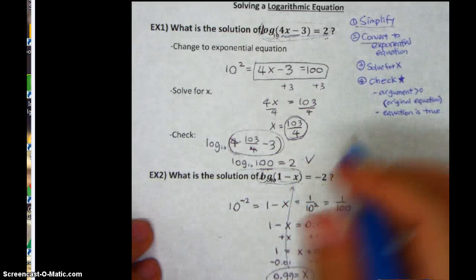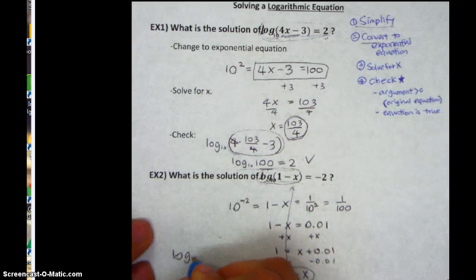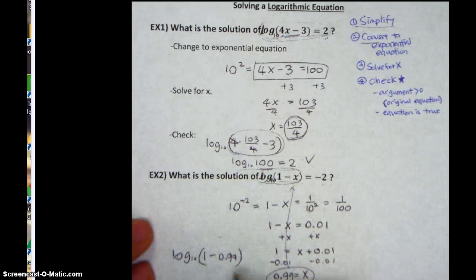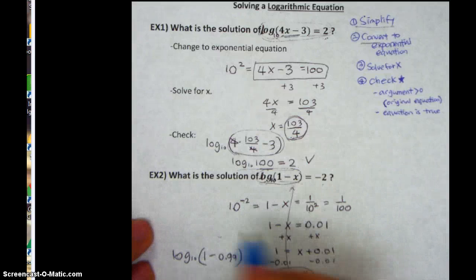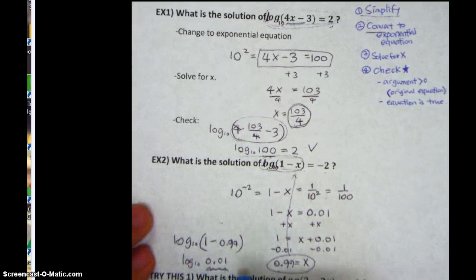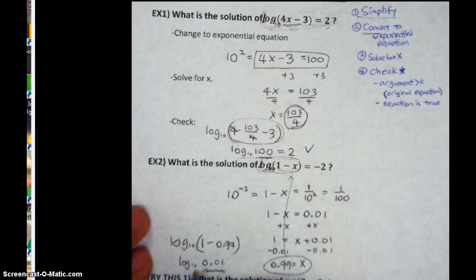So if I plug in here, log base 10 of 1 minus 0.99, what does that equal to? Well, that's just 0.01. So we know the argument is not negative, so this is okay, right? So it passes that test. So 10 to what power is 0.01?